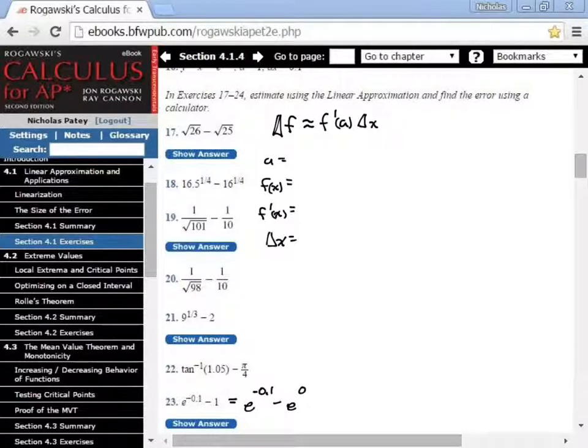Now it's obvious. My a is 0. My f of x is e to the x. The f prime is e to the x. I like that one. And what's my difference? My change in x? Negative 0.1. Now, change in x is always positive.